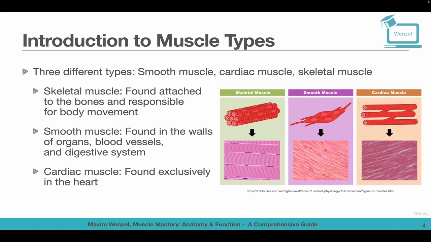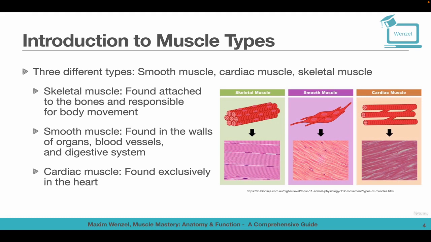So at last we have the cardiac muscle, which is found exclusively in the heart. This is the anatomy. This is the anatomy under the microscope. So as you can see here, we have lines. As you can see here, we have connected parts, and here we have lines which are connected.